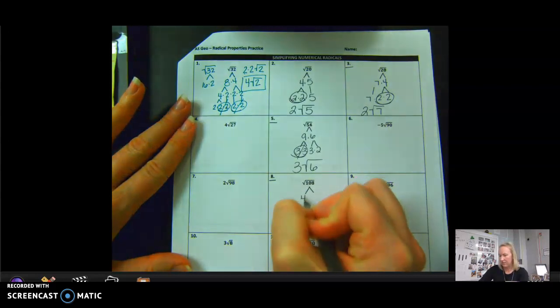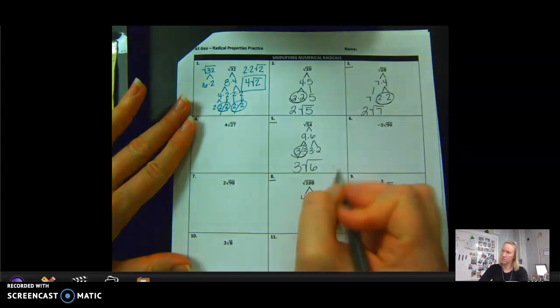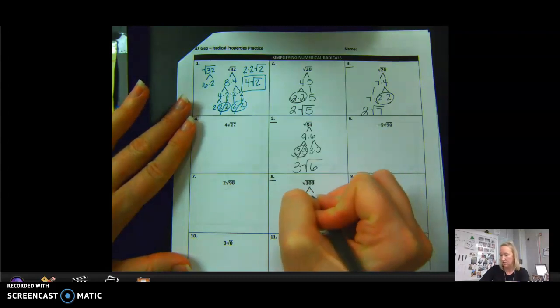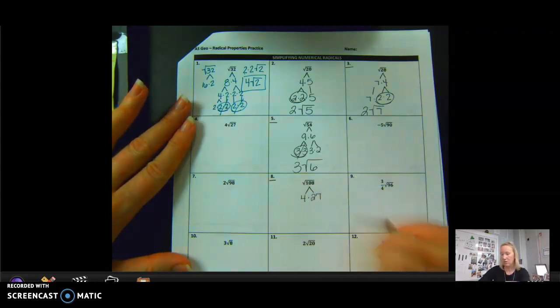108, I know 4 goes into that. It's 4 times... 25 is 100, so 4 times 27 would be 108.